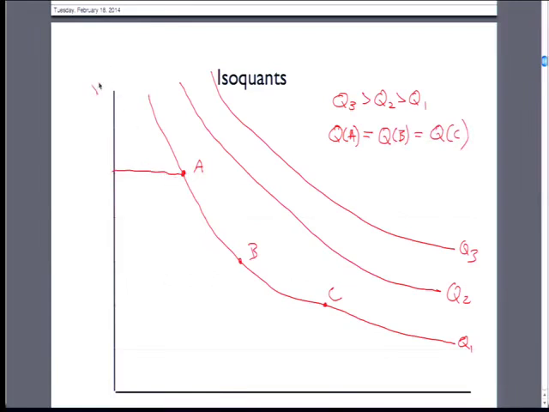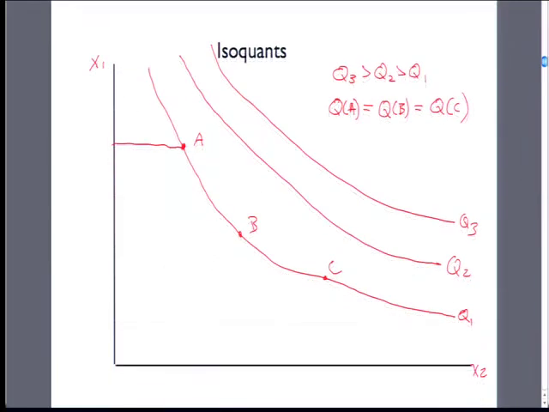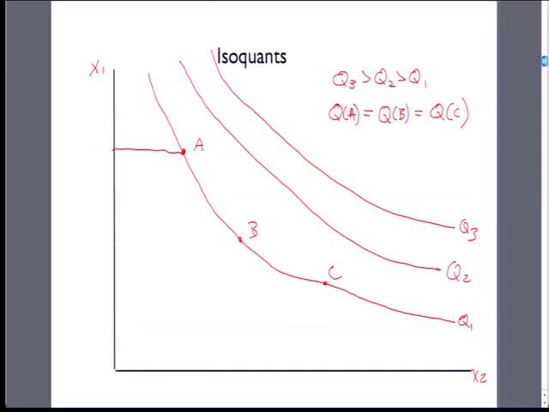Oh yeah, always got to label your axes. It's important to think about the axes. They tell us what sort of space we're in. So this has just the quantities of the inputs on it. There's not really prices yet. It just has how much of each input we have along each.